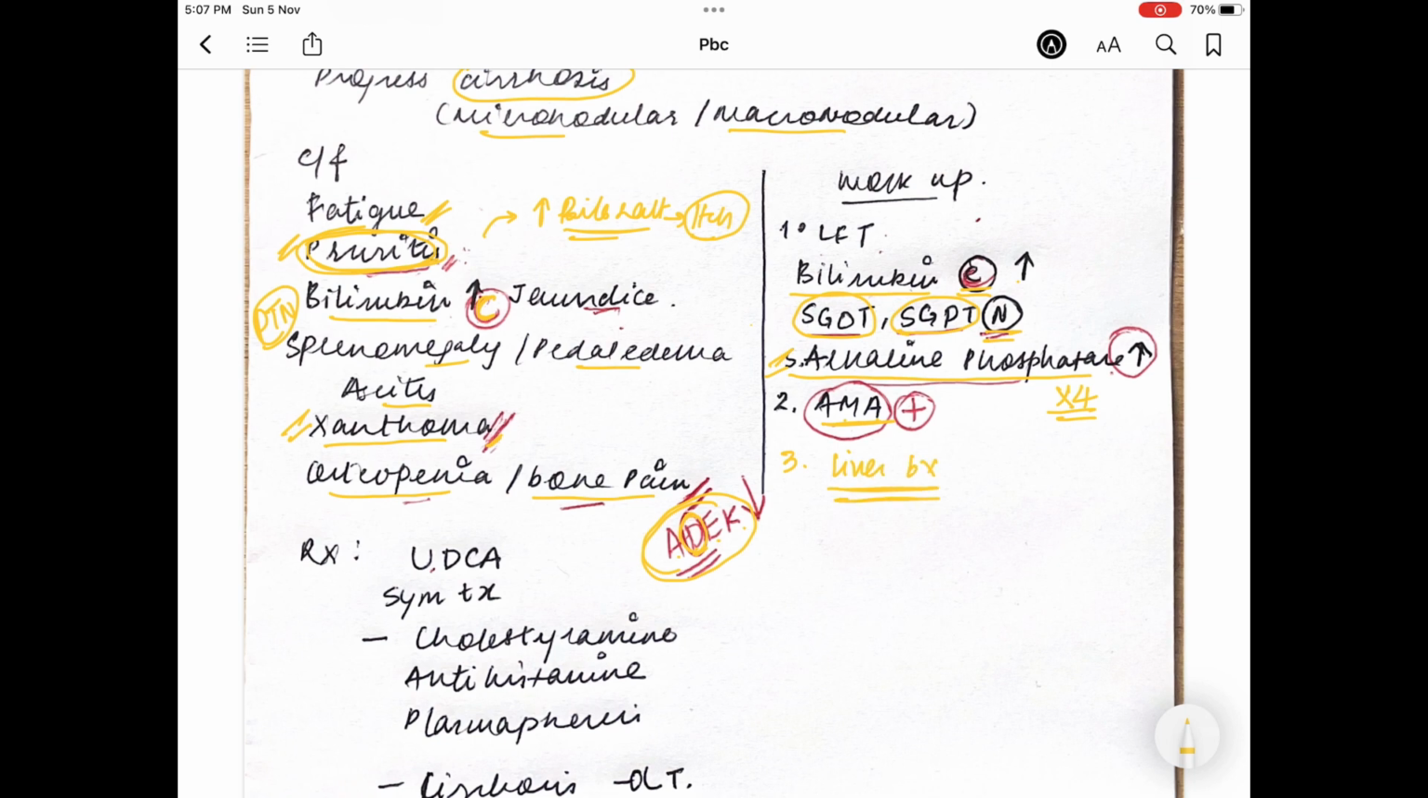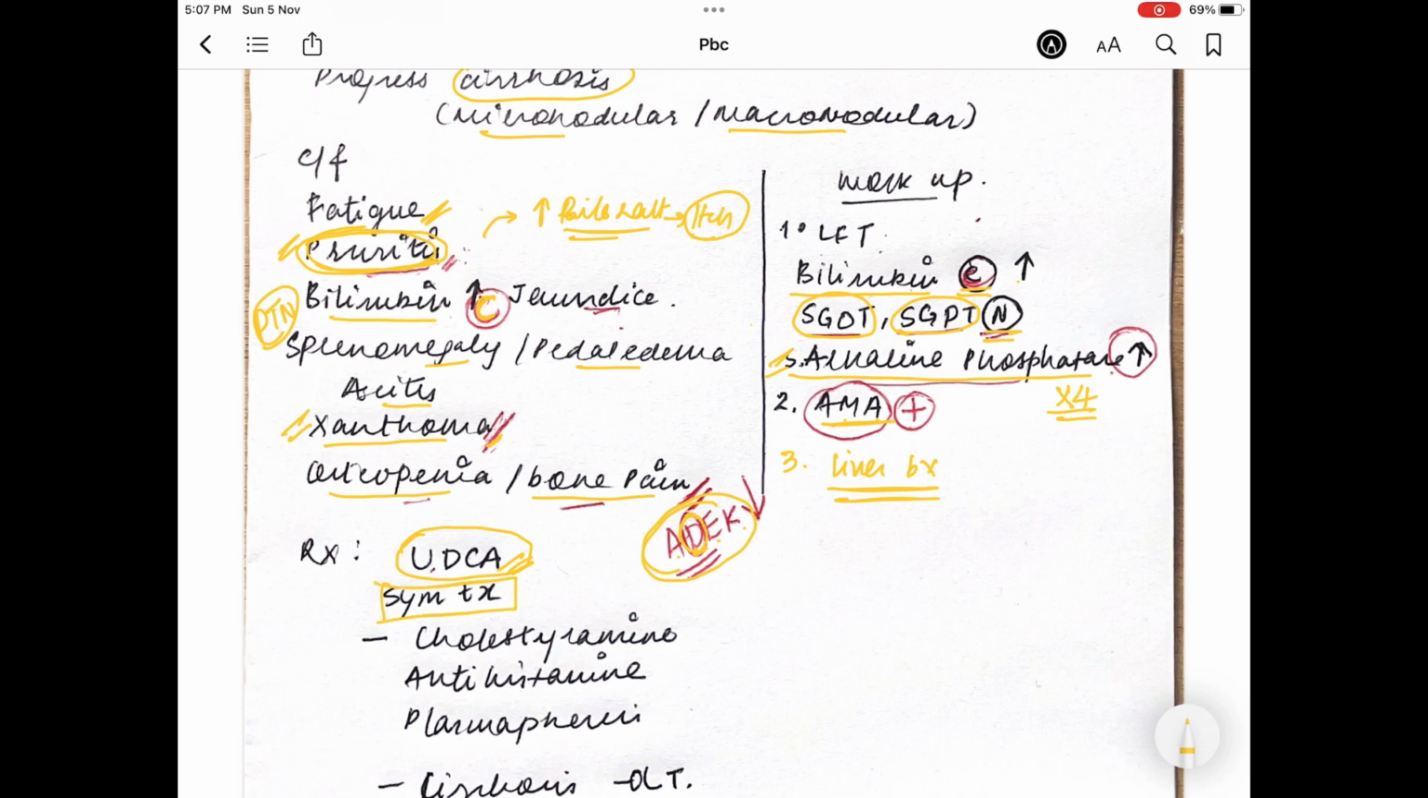Now we come to the treatment of this patient. For the treatment, we prescribe UDCA. What is UDCA? Ursodeoxycholic acid. What can this drug do for the patient? This slows down the progression of the disease. And we can also do symptomatic treatment.